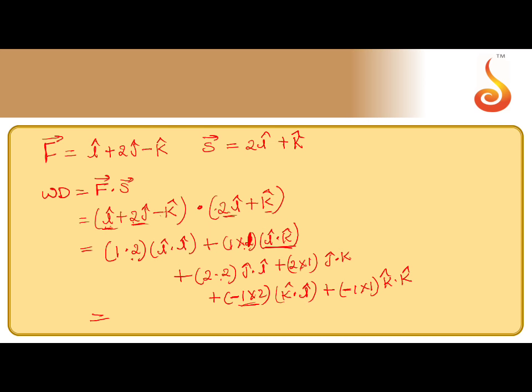So here i dot k, j dot i, j dot k, k dot i will all be equal to 0. What is left out here is i dot i is 1, 1 into 2 equal to 2. Then here I have 1 into minus 1 is minus 1. This will be equal to 1 joule. The work done in this case is equal to 1 joule. I hope you got the clarity in finding the dot product.